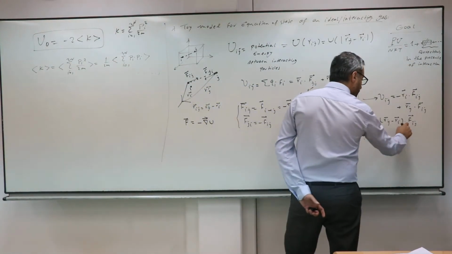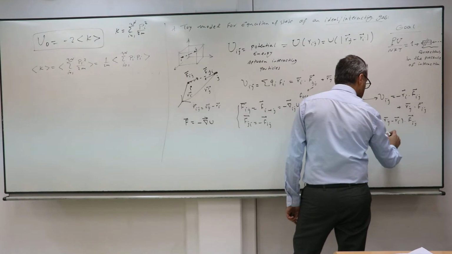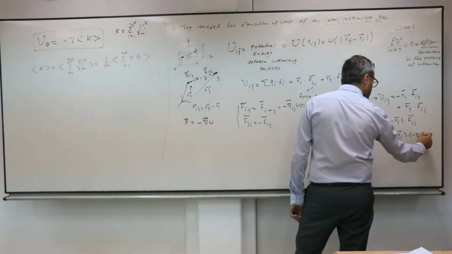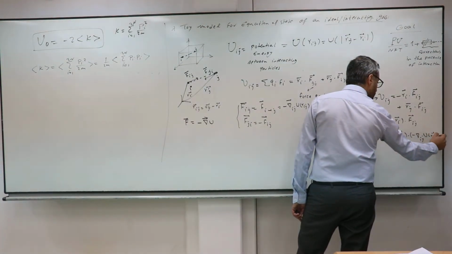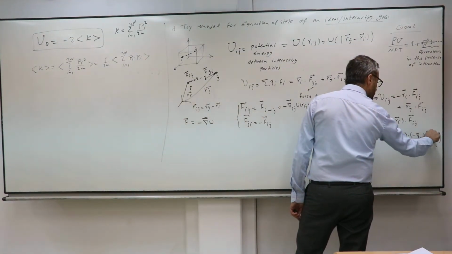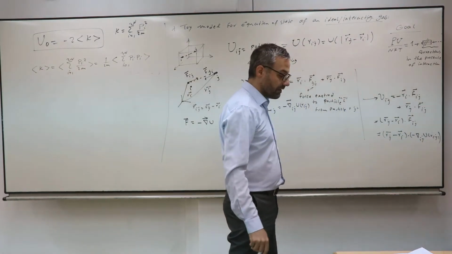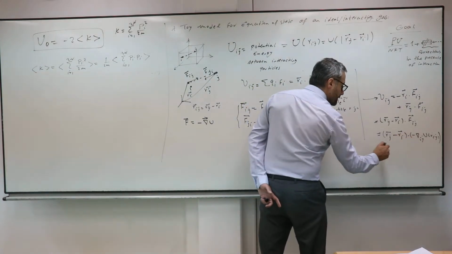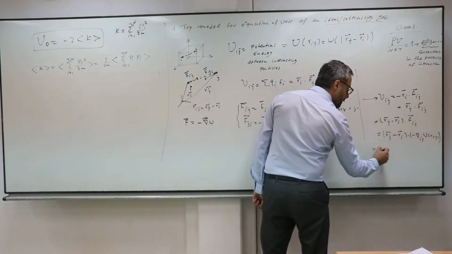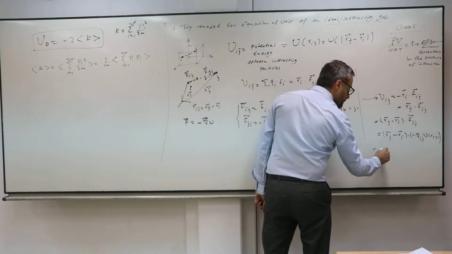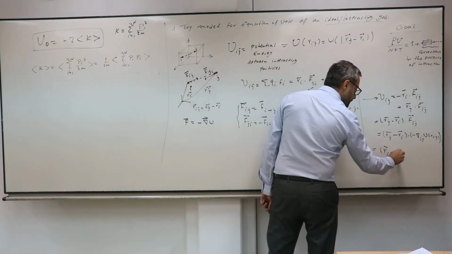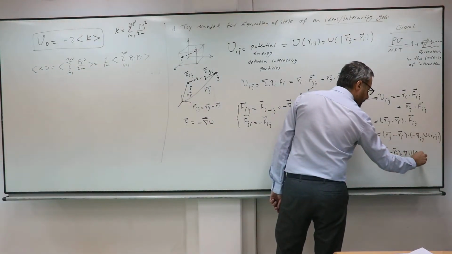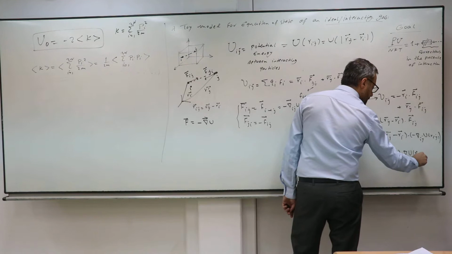And instead of Fij, I write minus gradient ij uj rij. Yes, nothing new here. Can I write this minus inside that? So I can write Ri minus Rj dot gradient u of Rj.